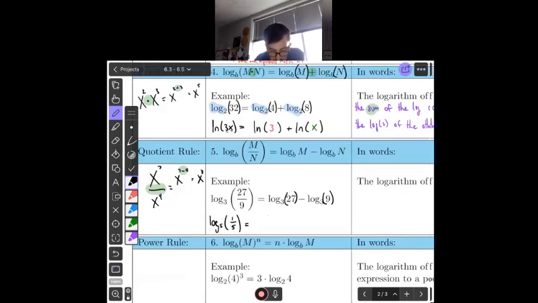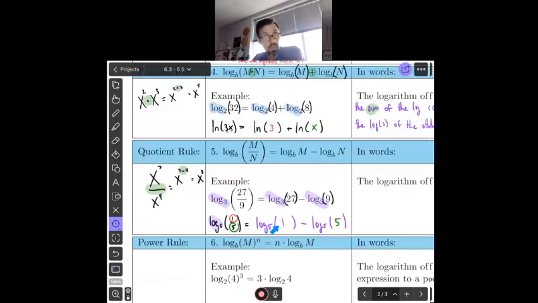So order matters. And the log base 5 does not change: log base 5 of something minus log base 5 of something. It's always the numerator first and the denominator second. Well, log base 5 of 1: property 1 says that when the argument is 1, it's equal to 0. And property 2 says that whenever the base and the argument match, that's equal to 1. So 0 minus 1 is negative 1.